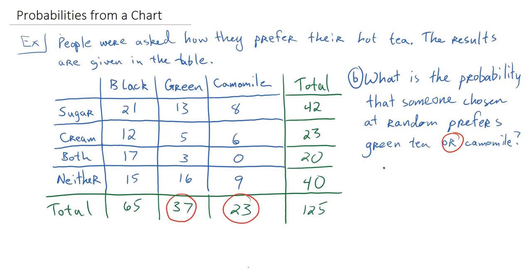So to get our numerator, we're going to add those numbers together to get the total number of people that like one of those or the other or both. And then our denominator is still the total number. The total. It's going to give us 60 over 125. And then, of course, you can reduce that or express it as a decimal, whatever you prefer.